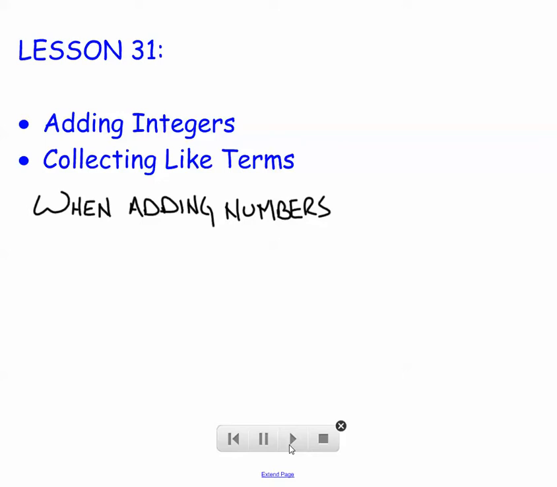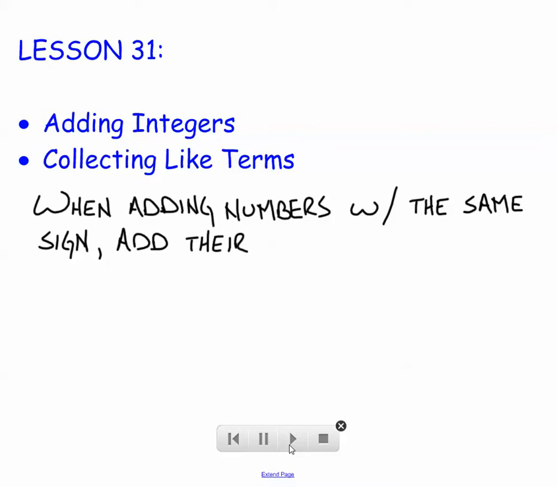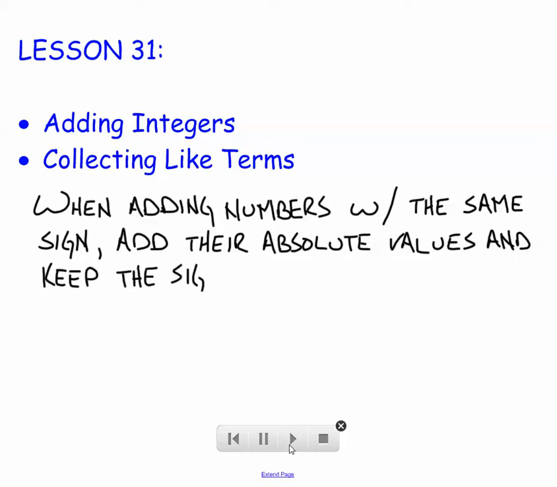Start off with a rule for adding numbers with the same sign. So they're both positive or they're both negative. What we do when we have numbers with the same sign is we add their absolute values together and we keep the sign that they have in common. So if you're adding two positives, your answer is going to be positive. If you're adding two negatives, your answer is going to be negative. Just add their absolute values.